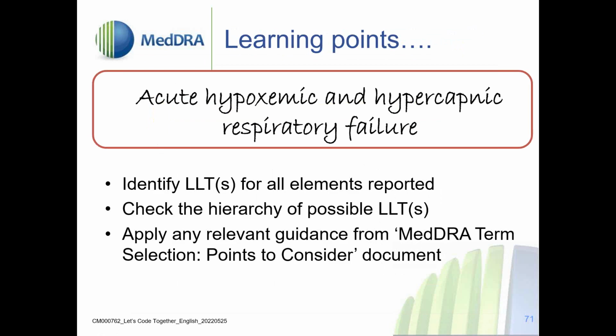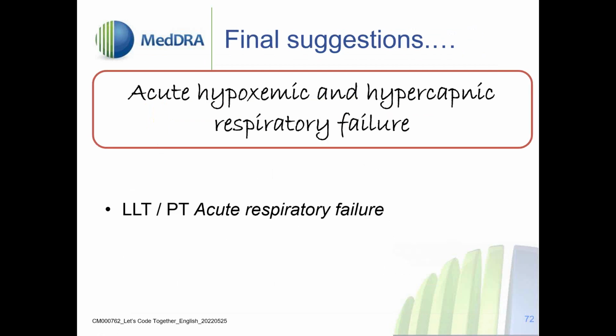So these are again the learning points. First, look for the LLTs which would capture all reported information, then check the hierarchy of these LLTs and apply the relevant guidance in the MedDRA selection points to consider document that we just saw. So with this, our final suggestion is to code this verbatim to LLT and PT acute respiratory failure. So we would ignore the hypoxemic and hypercapnic aspect, but we would capture the acuteness of this respiratory failure, because this is represented in a separate PT.